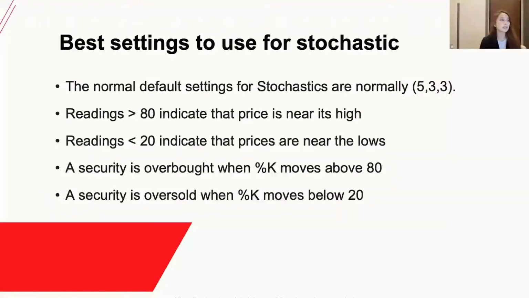Readings more than 80 indicate the price is near its high, and readings that are smaller than 20 indicate that the prices are near the lows. So we have an upper bound and a lower bound, a kind of range: 80 and 20. The security is overbought when percentage K moves above 80, and normally oversold when the percentage K line moves below 20.